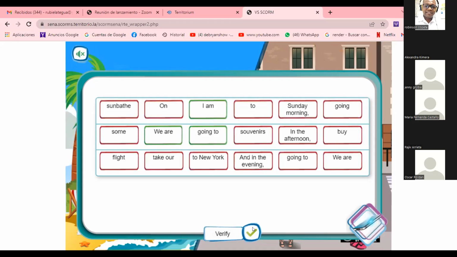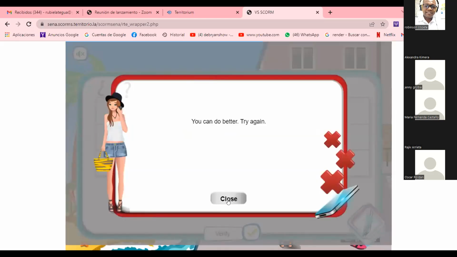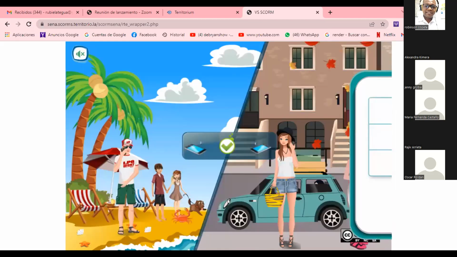Miren. Dale listo. Ya les va a mostrar. You can do better. Try again. Sí, así les va a mostrar. Pero si ya le hacen el ejercicio correctamente, el mensaje va a ser favorable. Muy bien. Entonces, eso es básicamente todo lo que ustedes van a hacer en esa evidencia o Unit 1.